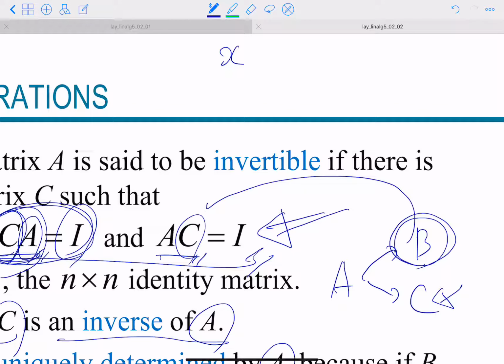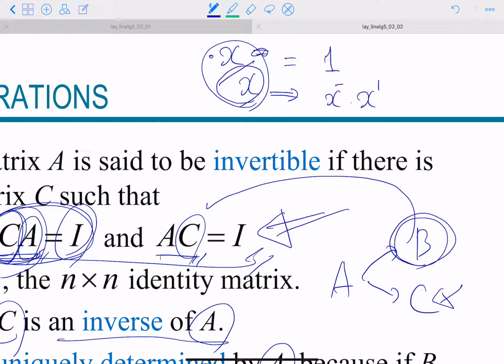Suppose we have an X, and let me just divide it by X. In this case, it will be 1, right? And then in the world of matrices, there is no division of the matrix. So let's rewrite it into this form. Instead of dividing it by X, we can just multiply with the reciprocal of X.